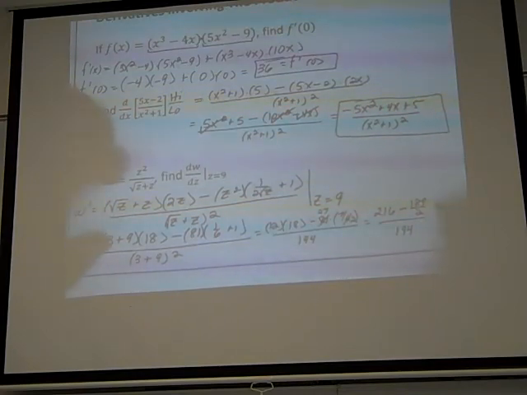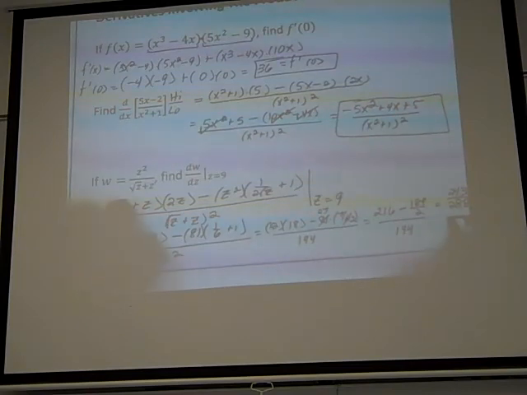Divide it by 144. You should get 243 over 288. Maybe that can be reduced. It's not important. It's not what I'm focused on right now. Make sure you know the product rule. Make sure you know the quotient rule. You're going to be just fine.